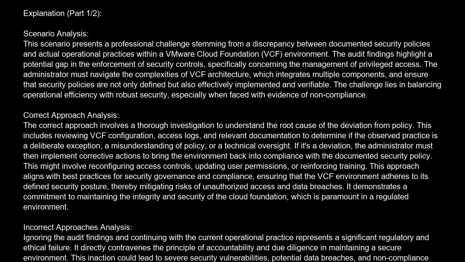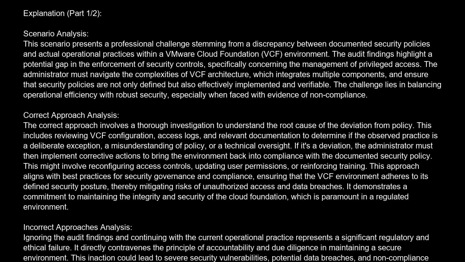It demonstrates a commitment to maintaining the integrity and security of the cloud foundation, which is paramount in a regulated environment. Correct approach is analysis. Ignoring the audit findings and continuing with the current operational practice represents a significant regulatory and ethical failure. It directly contravenes the principle of accountability and due diligence in maintaining a secure environment. This inaction could lead to severe security vulnerabilities, potential data breaches, and non-compliance with any applicable regulations governing data protection and access control.